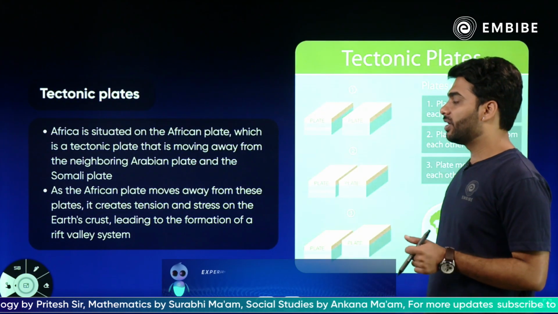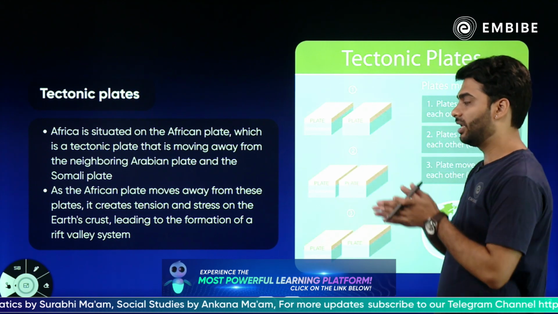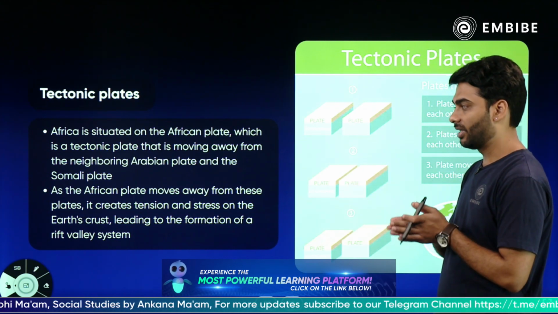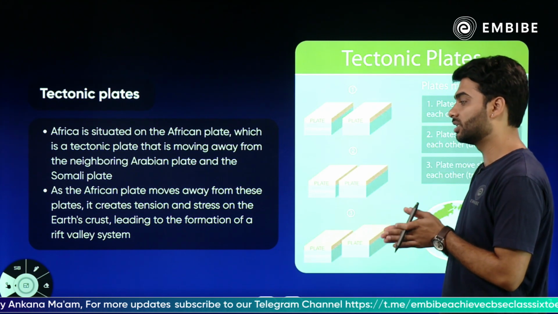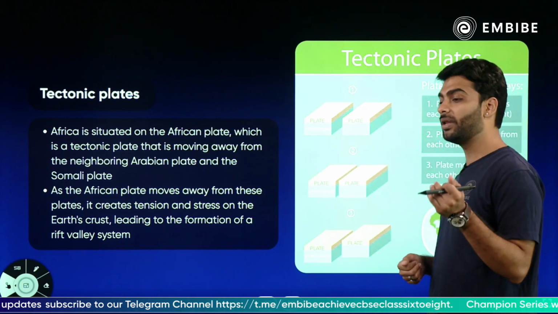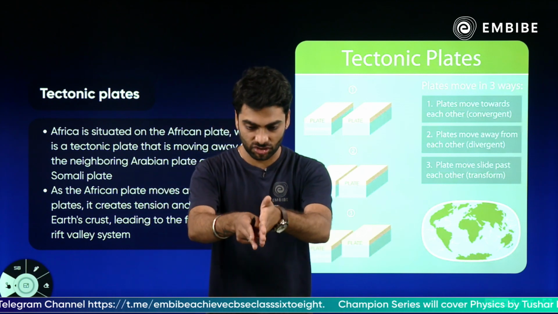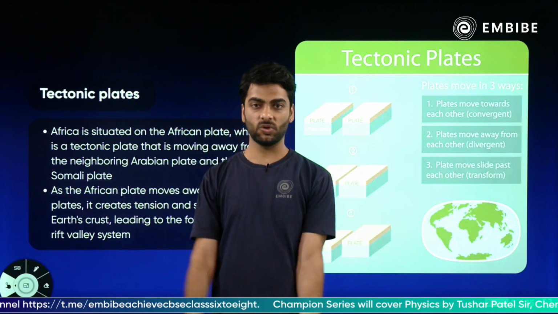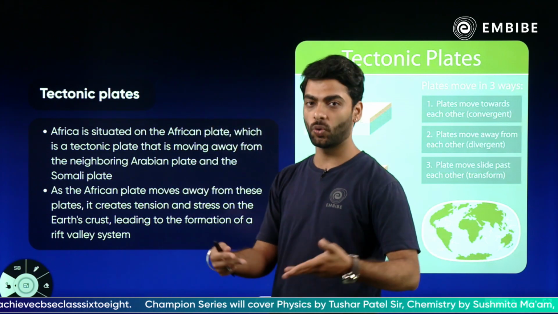Africa is situated on the African plate, which is a tectonic plate, and it is moving away from the neighboring Arabian plate and the Somali plate. As the African plate moves away from these plates, it creates tension and stress on the Earth's crust, leading to the formation of a rift valley system. So there are so many images available on Google where you can see literally the land is just breaking apart, and you can do nothing about it. It's a natural thing. You cannot hold the land together.